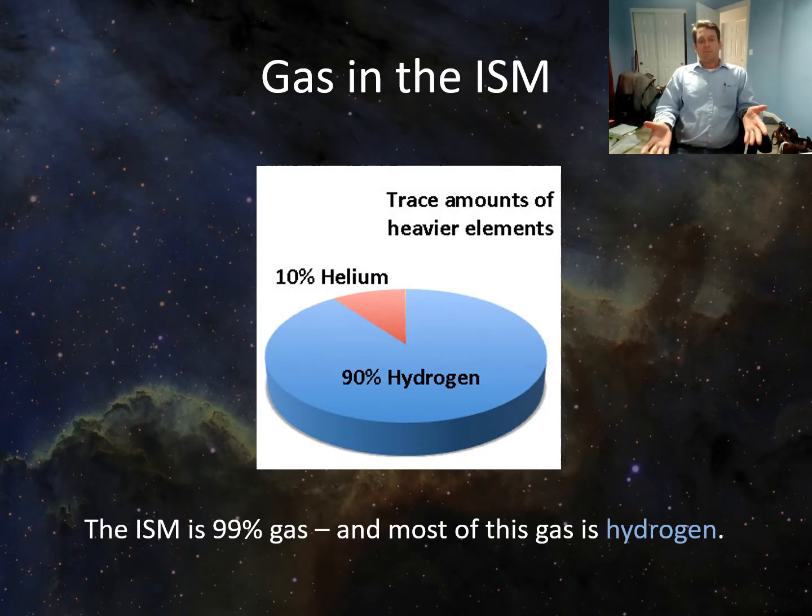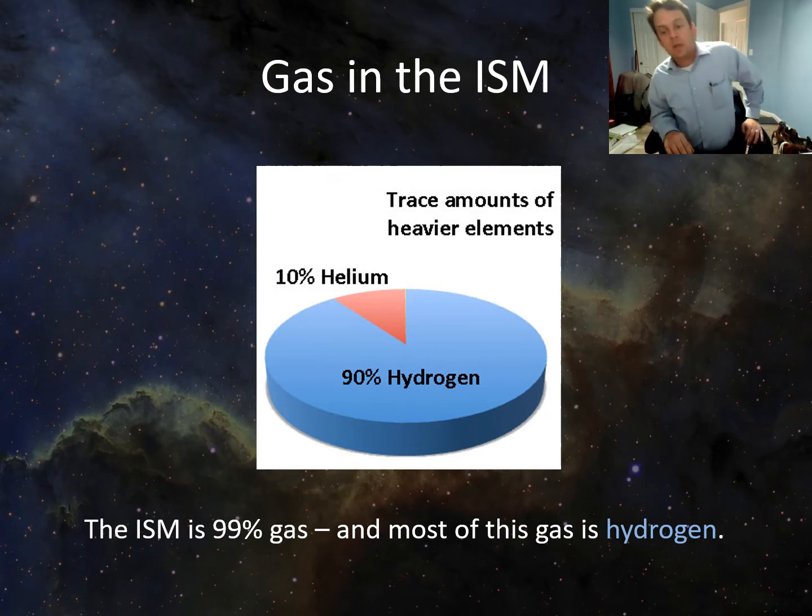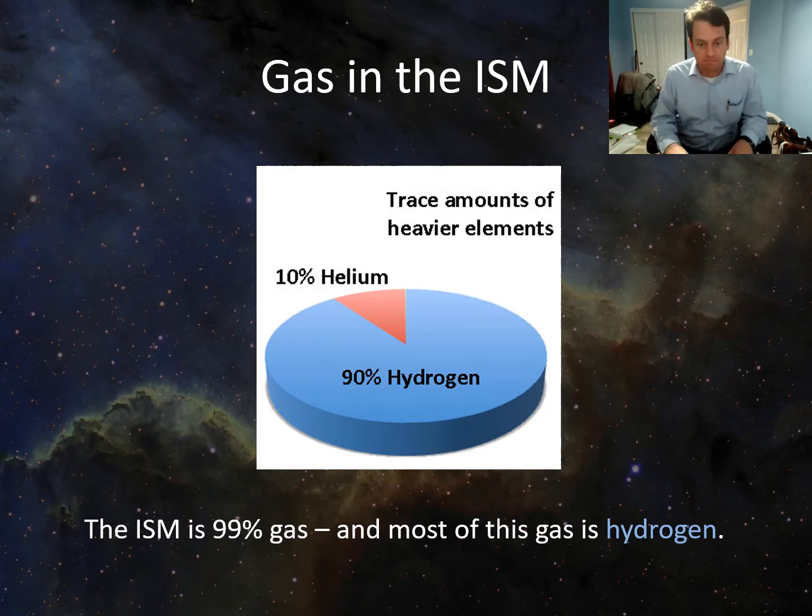So I've said that 99% of the interstellar medium is gas. What is the gas? Well, it probably won't surprise you to find that it's mostly hydrogen. The title of this lecture is the interstellar medium and star formation. I've told you stars form out of the interstellar medium. I've also told you, just a few lectures back, that stars are about 90% hydrogen. So it shouldn't be a surprise that the composition of the interstellar medium is the same.